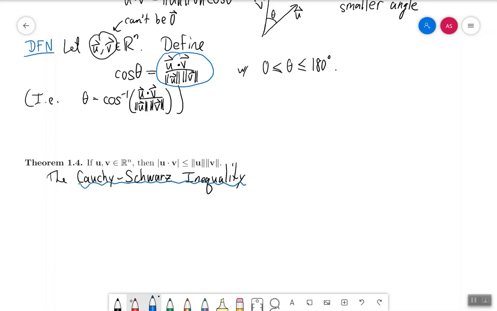In R2, it follows from the law of cosines, and I encourage you to check that. In general, I'm not going to prove this, and I can't remember off the top of my head if the book proves it or not. However, it is a very important theorem. All right, that's it.